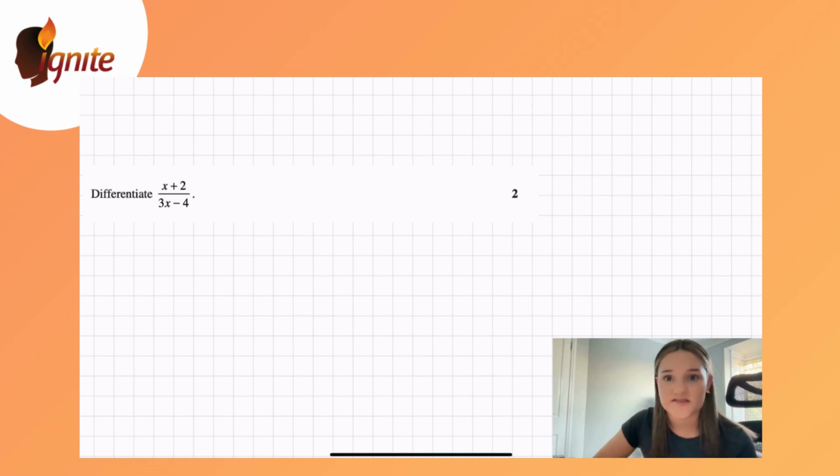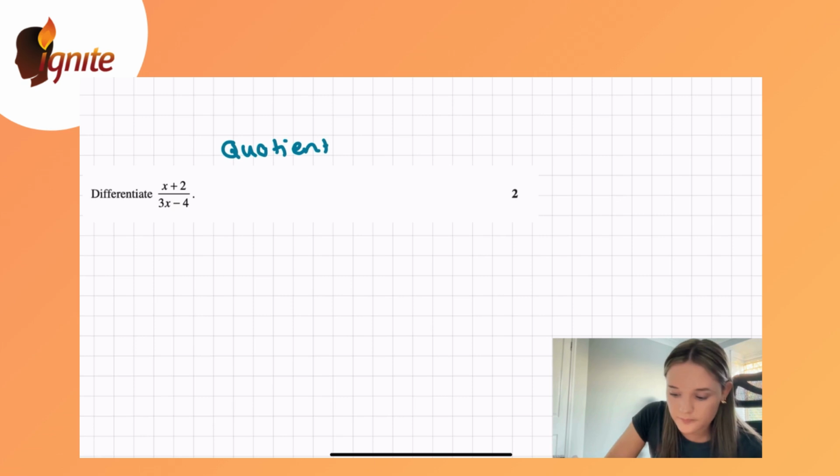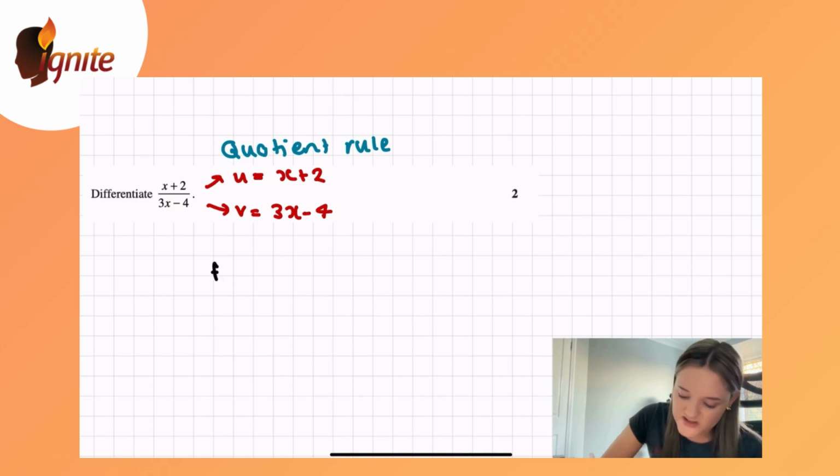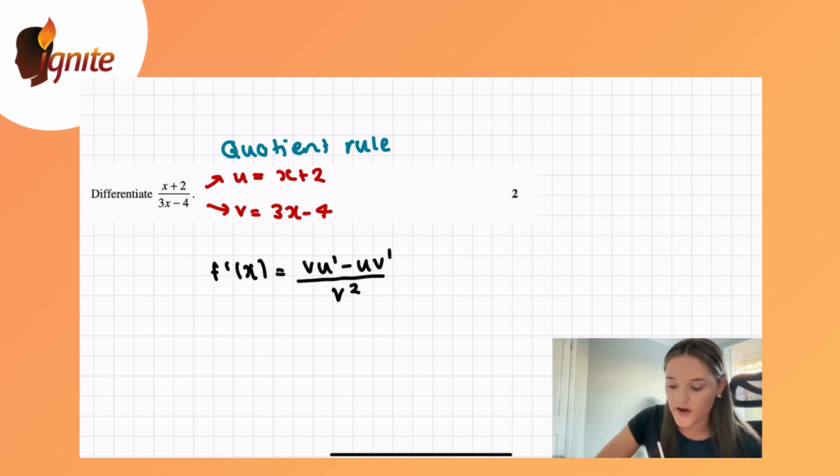Straight away I can see that this is a fraction. So what I'm going to be using here is the quotient rule. The quotient rule states that if we have two different variables of u and v, so here u is equal to x plus 2, what's on my numerator, and v we can let equal 3x minus 4. The quotient rule says that the derivative of any fraction is going to be v u dash minus u v dash, all over v squared. So that means that we need to find u dash and v dash.